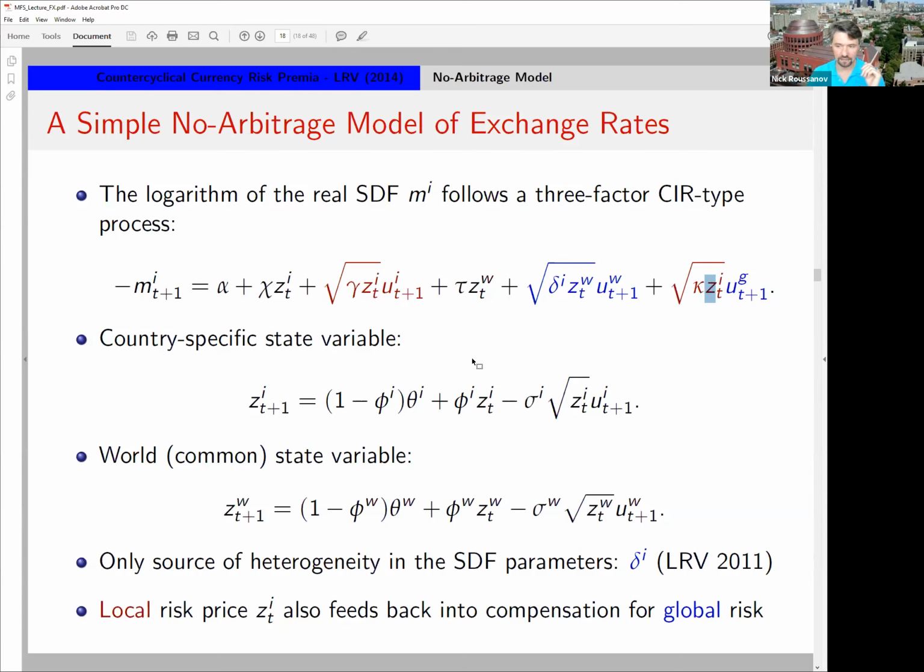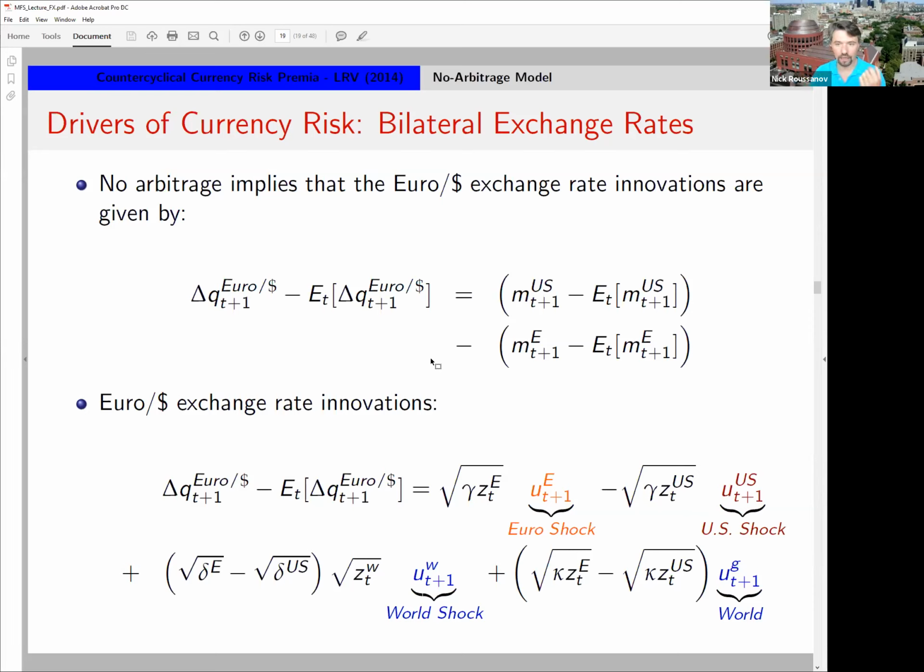Now, what do exchange rates look like in a model like this? Well, the innovation to, let's say, the euro versus dollar exchange rate is, of course, just driven in logs by differences in the innovations to their stochastic discount factors. Once you write it out and put everything together, there are the country-specific or currency-specific shocks, and then there are the two global shocks.